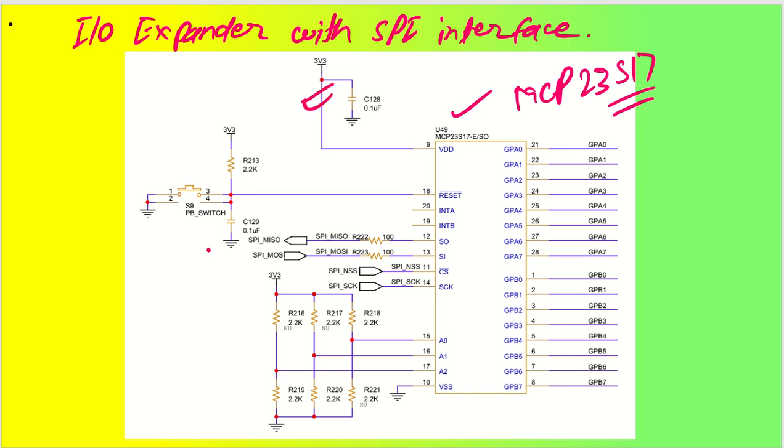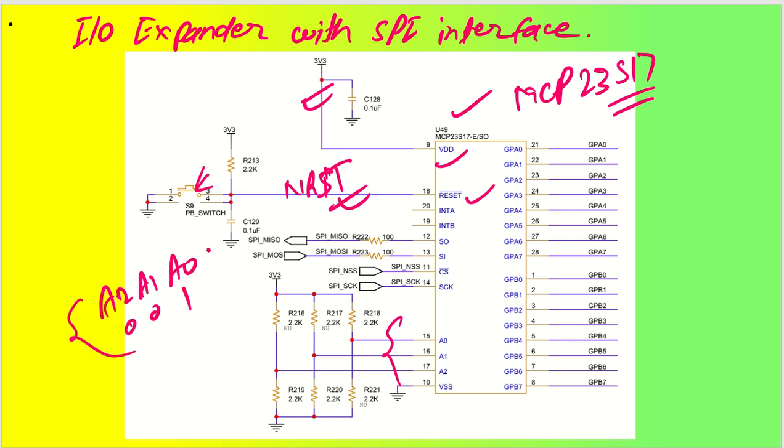In the same way you have a power signal here, and you have reset. If you want, you can directly connect reset to NRST, so that the microcontroller reset signal itself resets this, and you can remove this one. Otherwise you can utilize an external separate push button for this reset application. For the address lines I have used the same manner, A2, A1, A0, and 0 0 1 for this particular application.